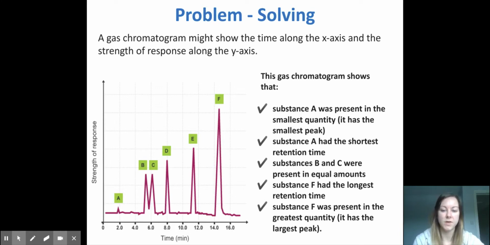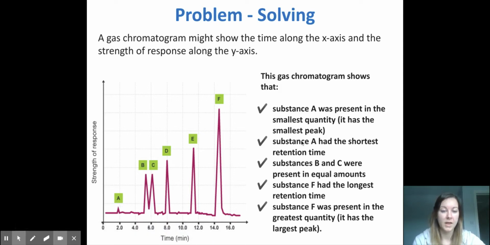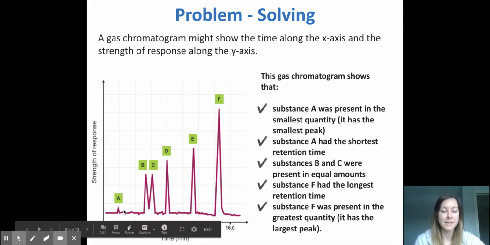Substance A, the very first substance, is present in the smallest quantity. That's not because it has the shortest time, that's because it has the smallest peak. The area under the peak can be used to determine the concentration of each substance. So A is the smallest, which means it is present in the smallest quantity. Substance A also has the shortest retention time, so that means it separated much quicker than any of the other substances.